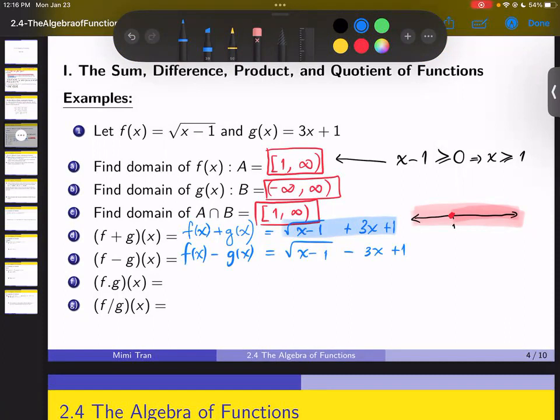This is a common mistake. I'm sure you don't make it on purpose. It's just an exam, you're nervous, right? When you subtract a function, I would put parentheses around it, right? So the negative goes to everything, not just the 3x. You cannot distribute that negativity. So the square root of x minus 1 minus 3x minus 1. Then we're done.